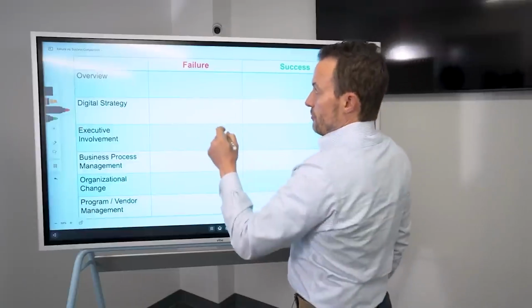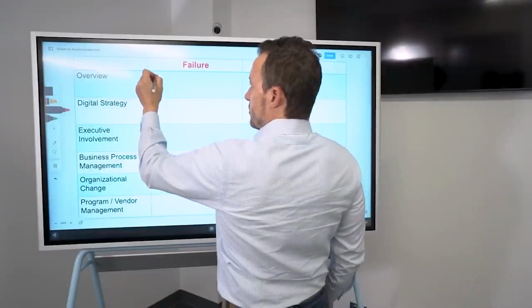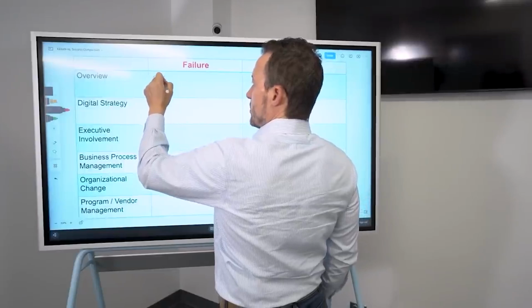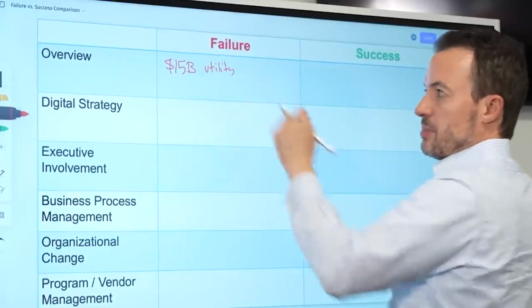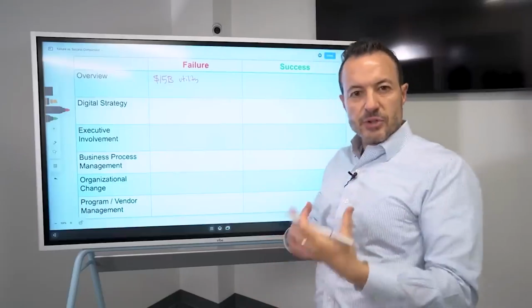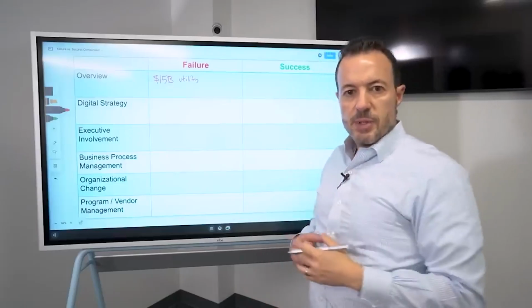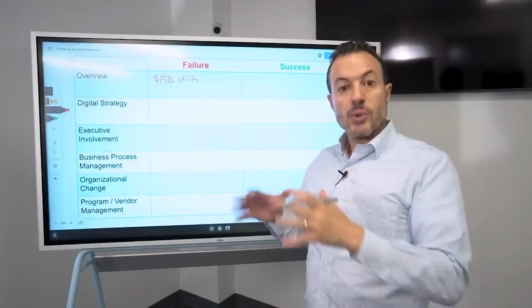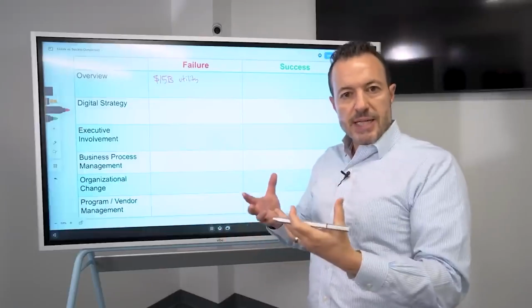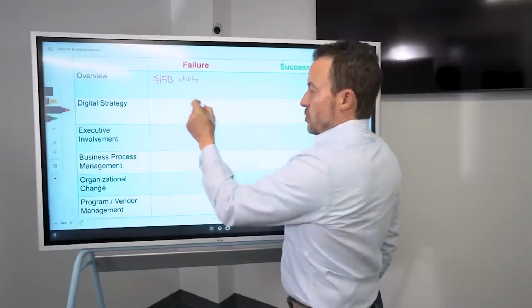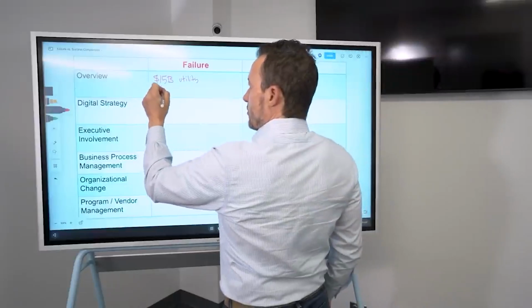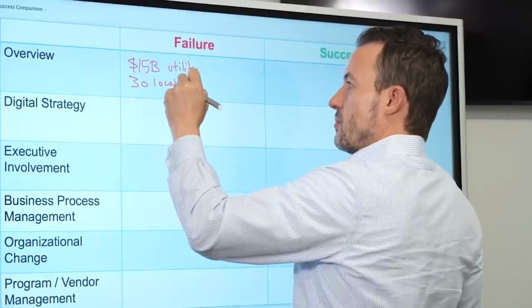So first, we'll start with the failure case study. This particular organization is a $15 billion utility, which means there's a lot of complexity in their operations, a lot of field services, a lot of crews that need to be managed, a lot of inventory, a lot of regulatory pressures, a lot of different dynamics that make this a complex organization. This organization also has about 30 locations throughout North America.